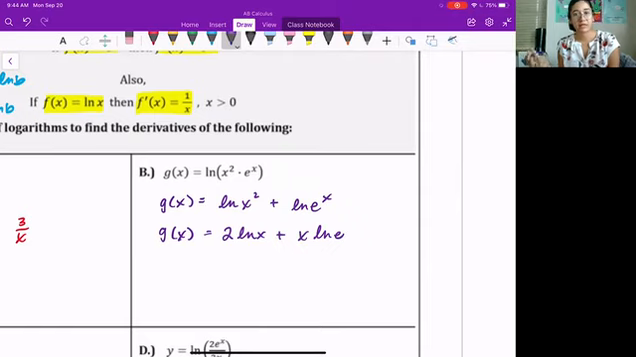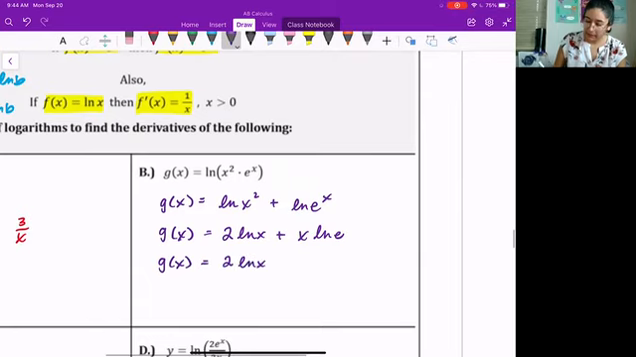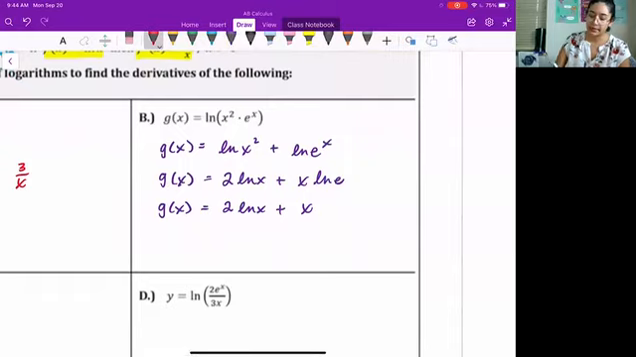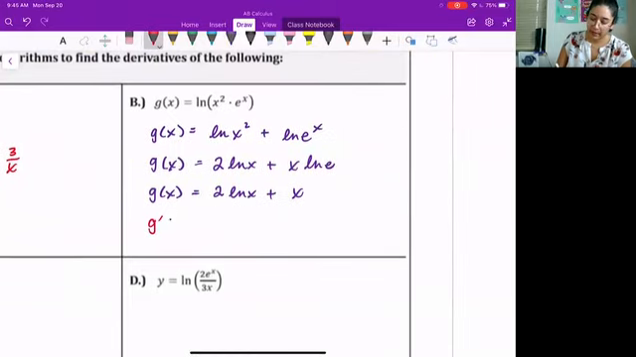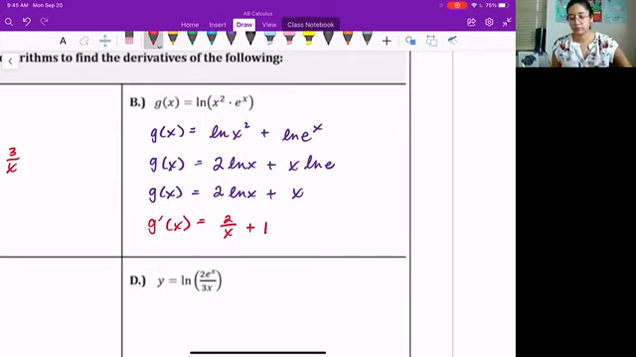Okay, so I'm seeing natural log of x. That's great. Perfect. Natural log of e is just 1. So I'm going to rewrite this one more time. I've got 2 times natural log of x plus x times 1. And I'm ready to derive g prime of x. Okay, so I have 2 times natural log of x. The derivative of that is 1 over x. And the derivative of x is just 1. Nice.